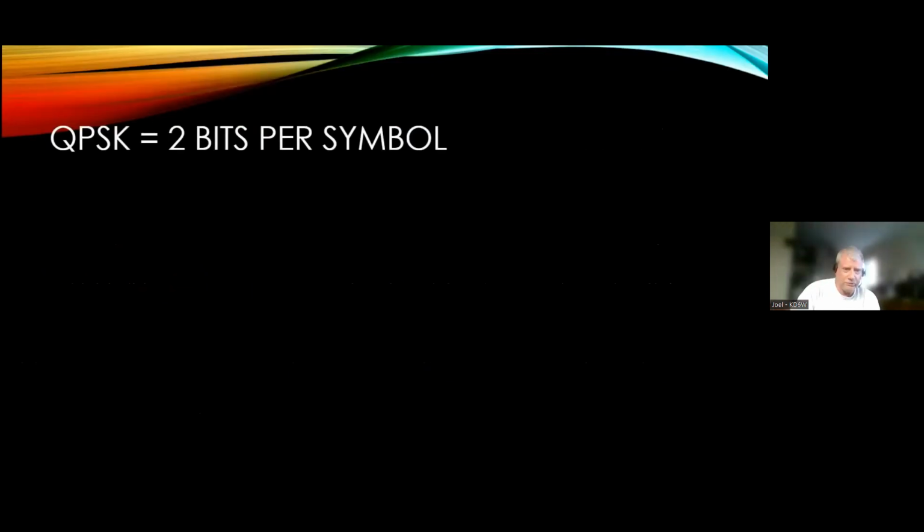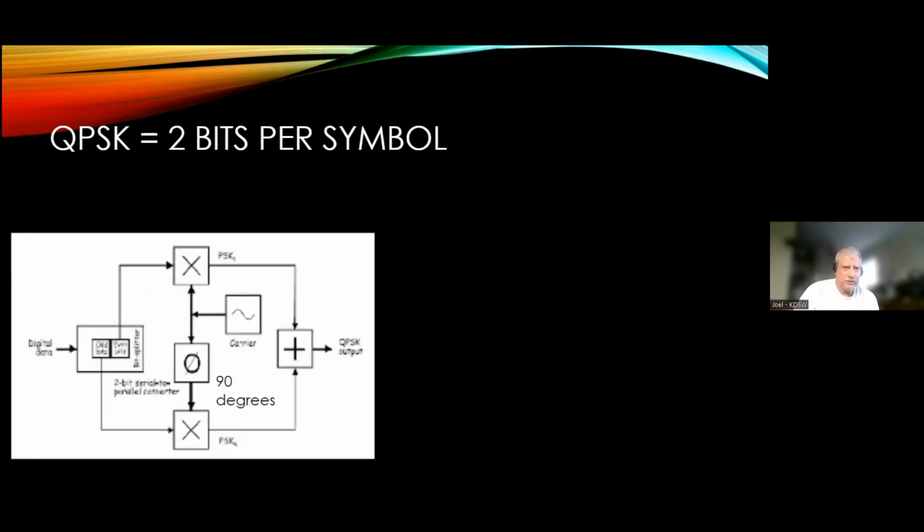So for example, QPSK stands for quadrature phase shift keying, which equals 2 bits per symbol. It looks something like this. So you have an odd bit and an even bit that come in through the data. This is coming from the encoder. So as a bit stream, 2 bits are fed into this front-end bit splitter, if you will.